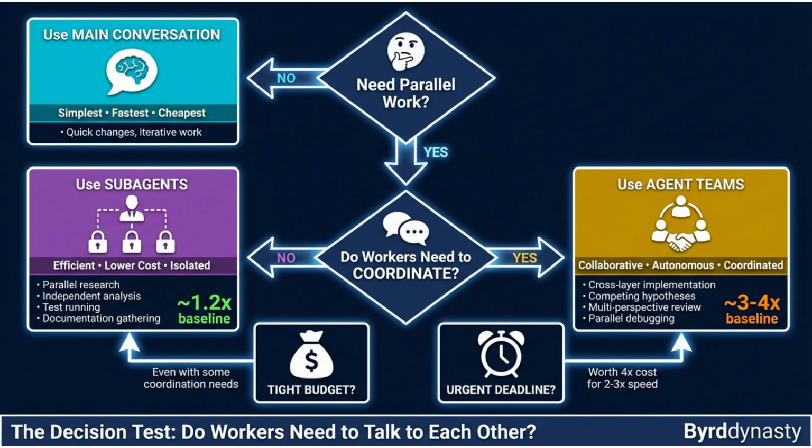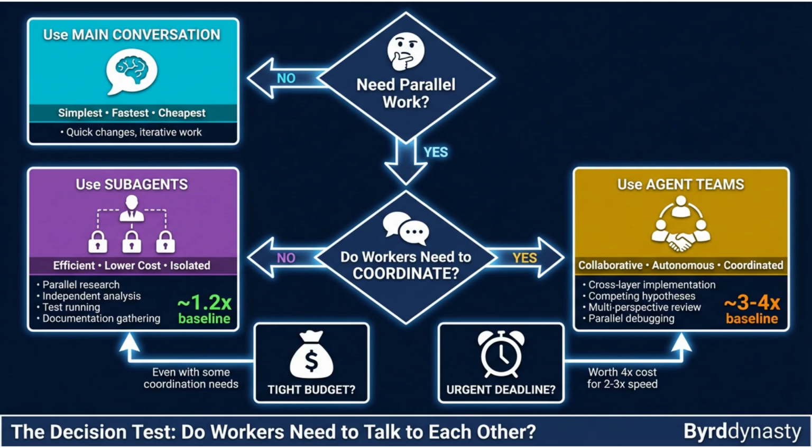Do workers need to coordinate? Not would coordination be nice? Do they actually need to communicate for the job? If no, use subagents. You get parallel research, independent investigations, analyzing different modules, fetching documentation, and running tests. Workers operate independently, just report results.